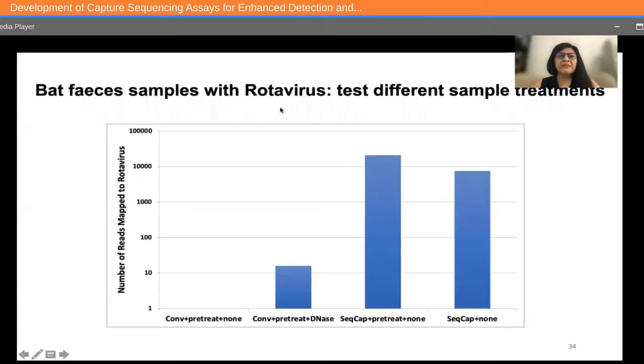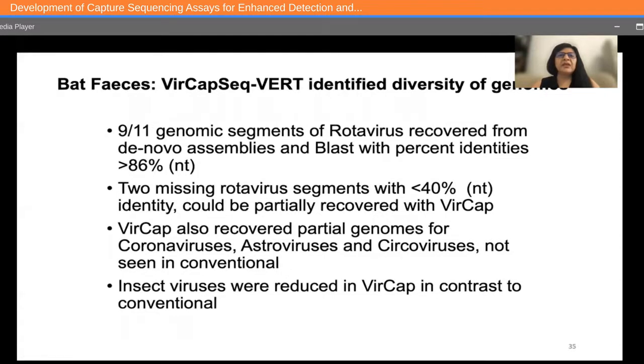So with the bat feces samples, we can see that even with no treatment, capture sequencing did much better than the conventional assay, where we had applied pre-treatment and the DNase treatment. And 9 out of 11 genomic segments of rotaviruses could be recovered, and the 2 missing rotavirus segments could be partially recovered with Vircap-seq. And it also recovered partial genomes for other viruses that were not seen in unbiased or the conventional sequencing. And the insect viruses were reduced in Vircap-seq in contrast to conventional.